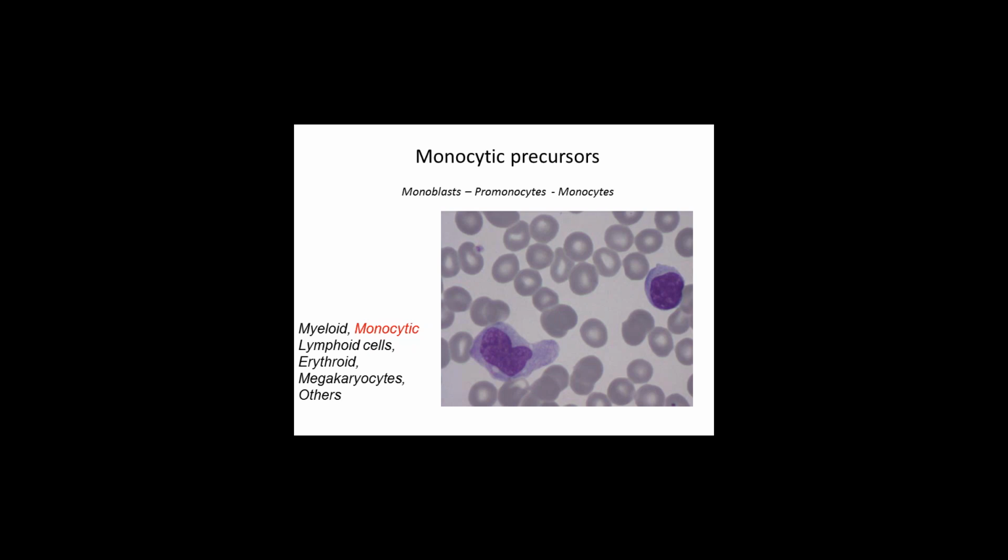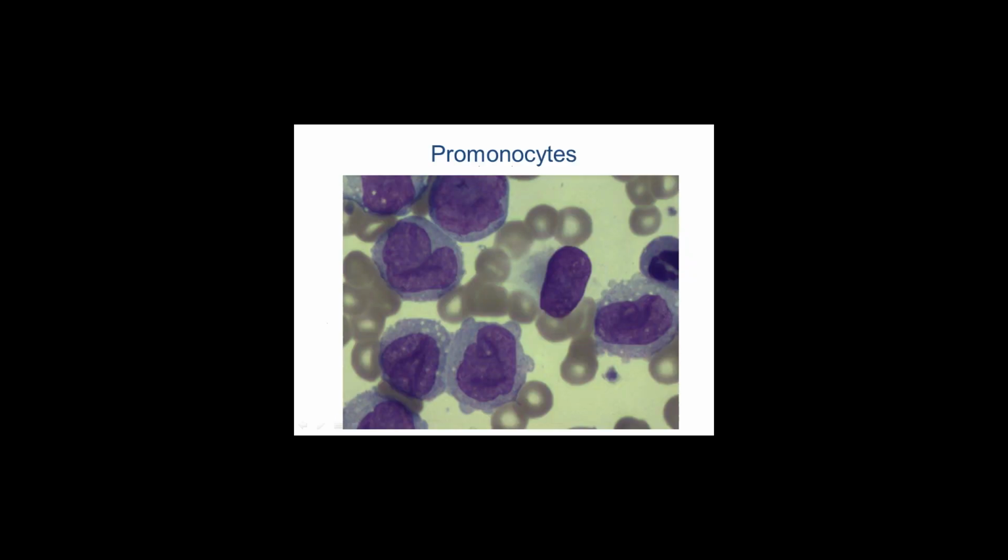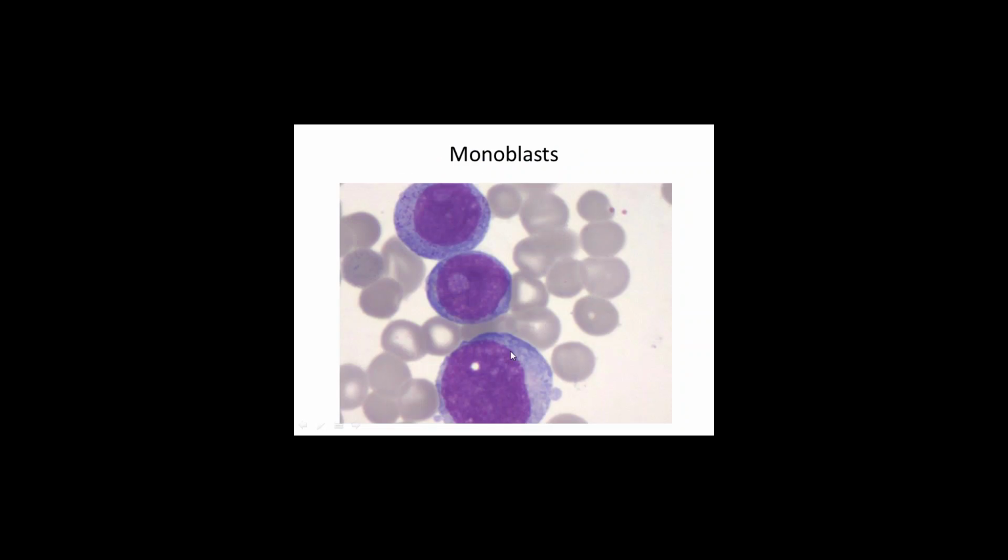Here we start with a normal monocyte. This is a normal monocyte. And comparing it with a promonocyte. See, in the promonocytes the cytoplasm is still the same light blue, sky blue cytoplasm, but there are a lot of vacuoles also. But the nuclear foldings are very prominent. So this helps us to differentiate it from a monocyte and also from a monoblast.